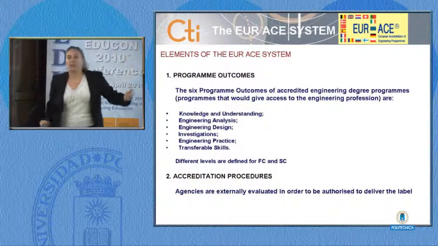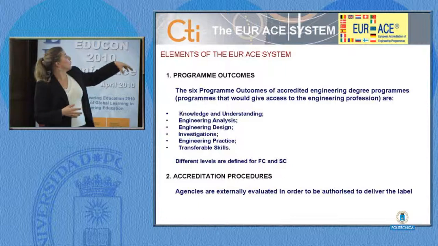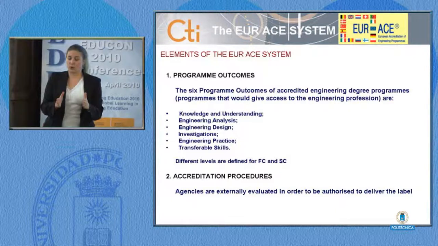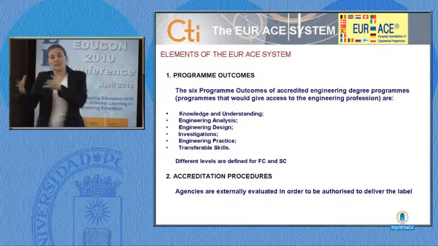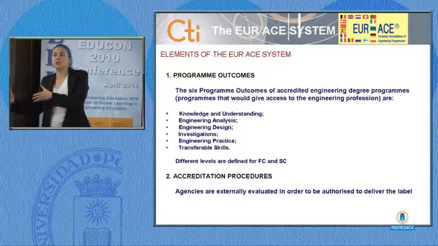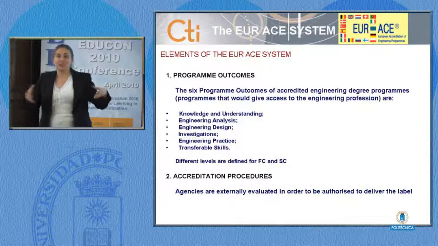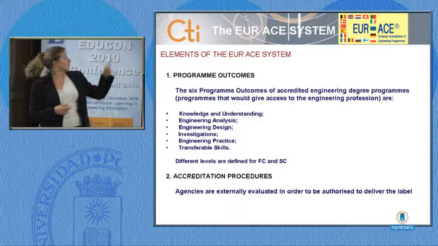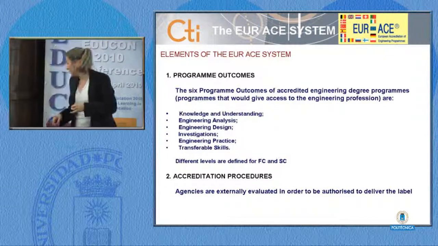As for the elements of the EURES system, this is maybe better if you are interested that you have a look at the website. But we have a set of program outcomes that we have defined for all engineering degrees. We have outcomes for what we call first cycle degrees, the bachelor, and we have outcomes for the second cycle degrees, this is to say master level, and then we have outcomes for the exceptional integrated degree, this is the case of France. And then we have a set of accreditation procedures. In fact, all the agencies that are part of the system are externally accredited in order to be authorized to deliver the label. So that's about it.